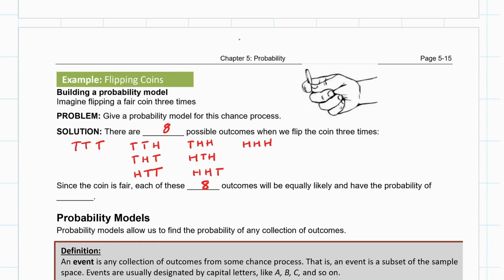Since each of these eight outcomes is equally likely, we say that each of them has a probability of 1/8. We have a probability model. Here's all the possible outcomes, here's the entire sample space, and each of those things in the sample space happens with probability 1/8.